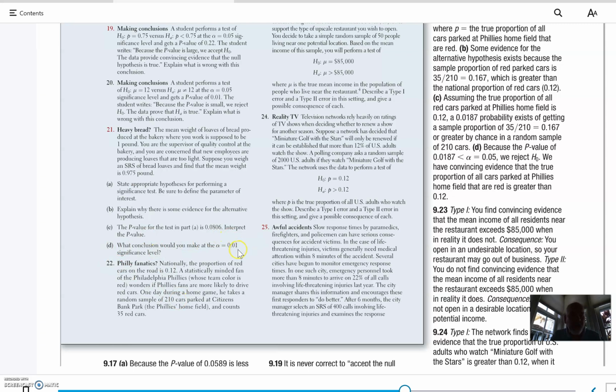What conclusion would you make at the alpha equals 0.01 significance level? You'd fail to reject the null. Well, it's lower, but it's not convincingly lower. It's not convincing evidence. It's not statistically significant evidence. It's lower, but not lower enough for me to be sure about it. I'm not going to fire people over it or something.